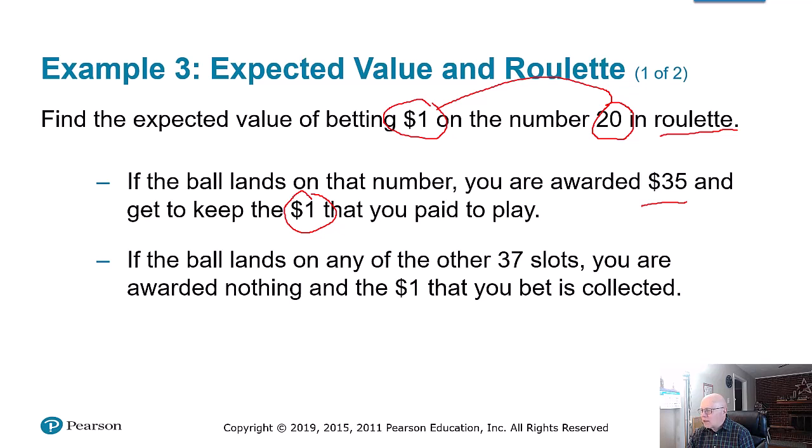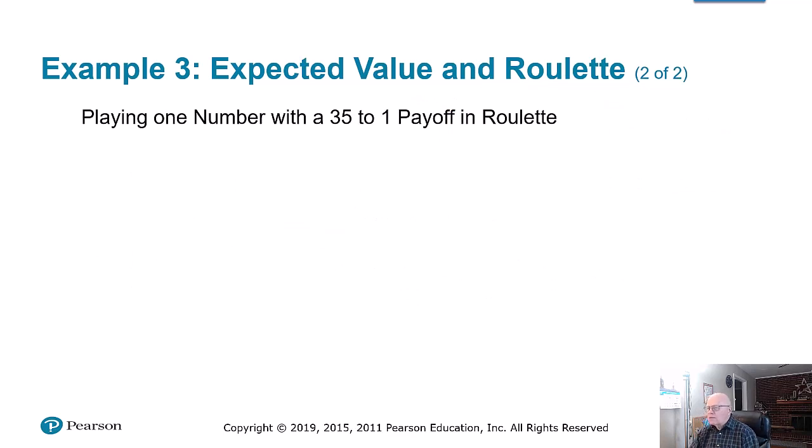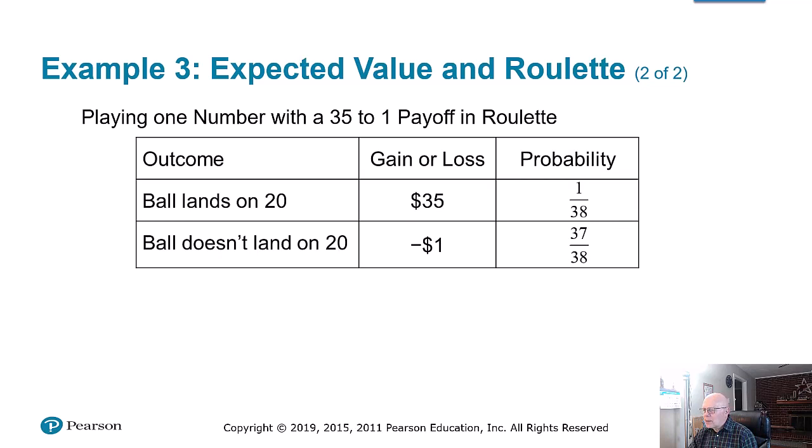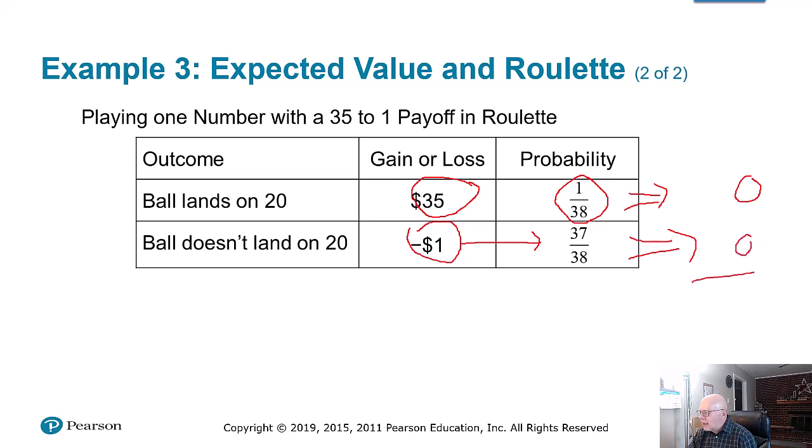If it hits on any of the other 37 slots, remember there are 38 slots altogether, you don't get any money, and you have to pay that dollar that you bet. So, playing one number, you're going for a 20. If the ball lands on a 20, you get 35. You don't have to subtract the 1 because they give it back to you. There's only one chance out of 38 of hitting that 20. So you're going to multiply those two together. If the ball doesn't land on the 20, you lose your dollar, and that'll happen 37 out of 38 times. So multiply those two together. Take the number you get here, not a 0, and the number you get here, add those together, and that will be your expected value.